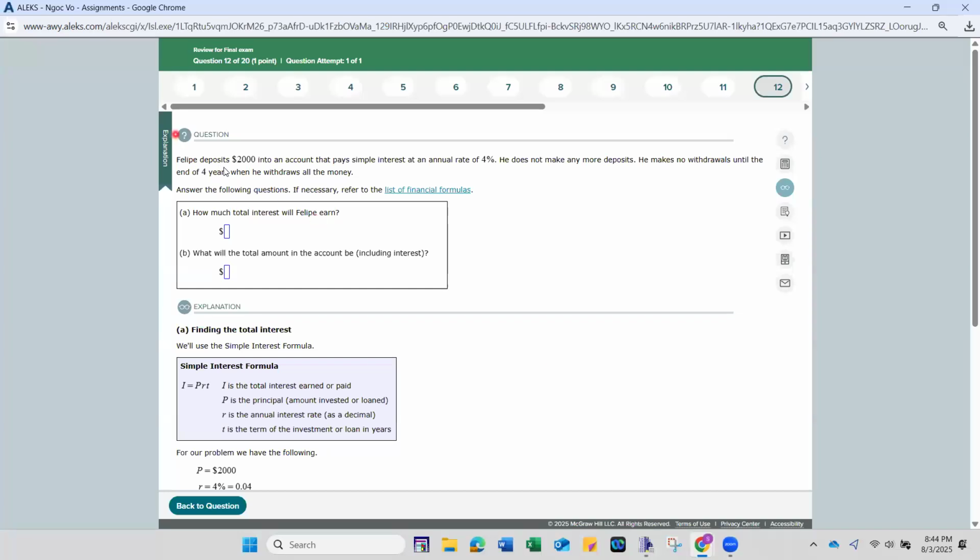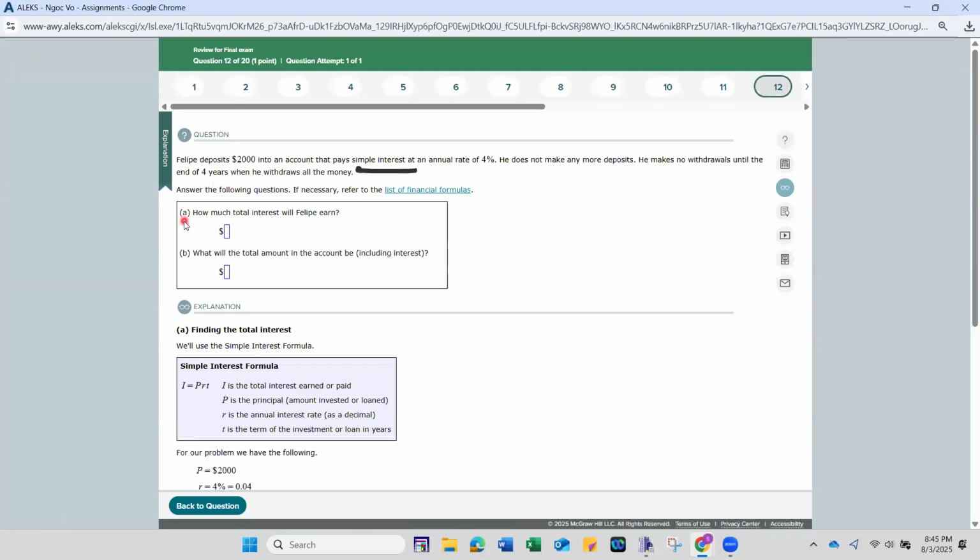So in this problem, the question is about Philip deposit $2,000 into the account which pays simple interest. The keyword is simple interest. That means we're going to use simple interest formula with rate 4%. So rate is 4%, deposit is $2,000, and the timing is 4 years.